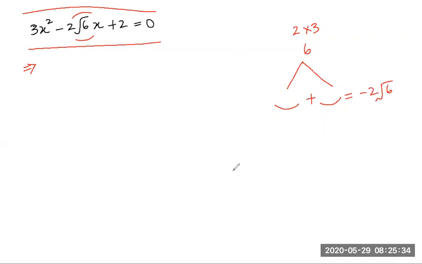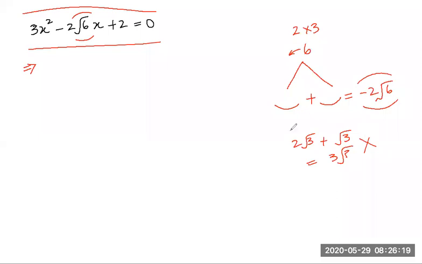Sir, root 24. No, it cannot be 24 because these numbers multiply to 6. Sir, 2 under root 3 and under root 3. You said 2 under root 3 and under root 3. But when you add these, it will become 3 under root 3. But we want minus 2 under root 6. So these are wrong. Any other student?